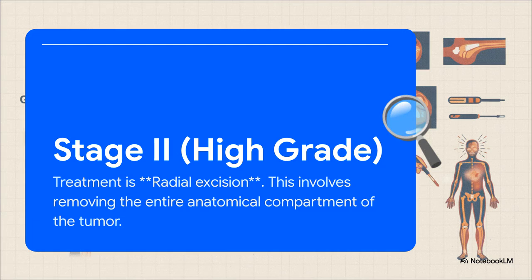Okay, but what about a stage 2 high-grade sarcoma? Now the game completely changes. Because these things are so aggressive and love to invade locally, our surgical principle has to escalate to a radical excision. We're talking about removing the entire anatomical compartment that contains the tumor. It's the only way to get the most definitive local control we can.